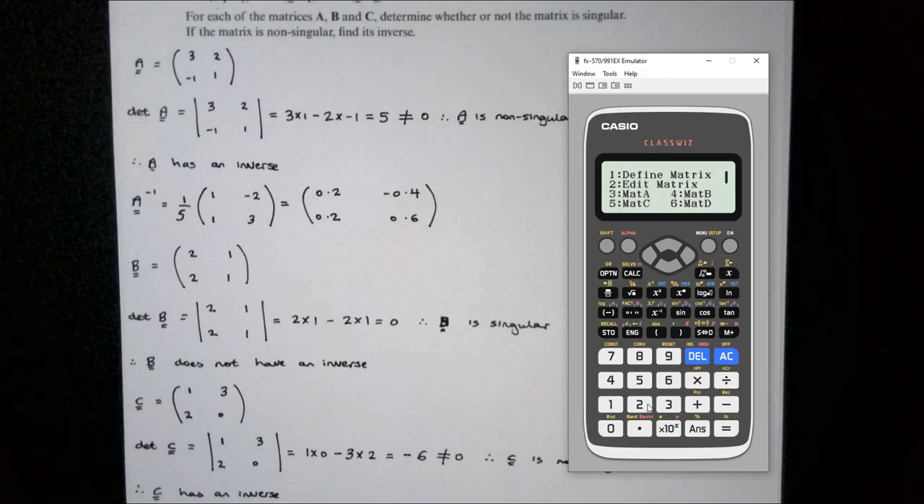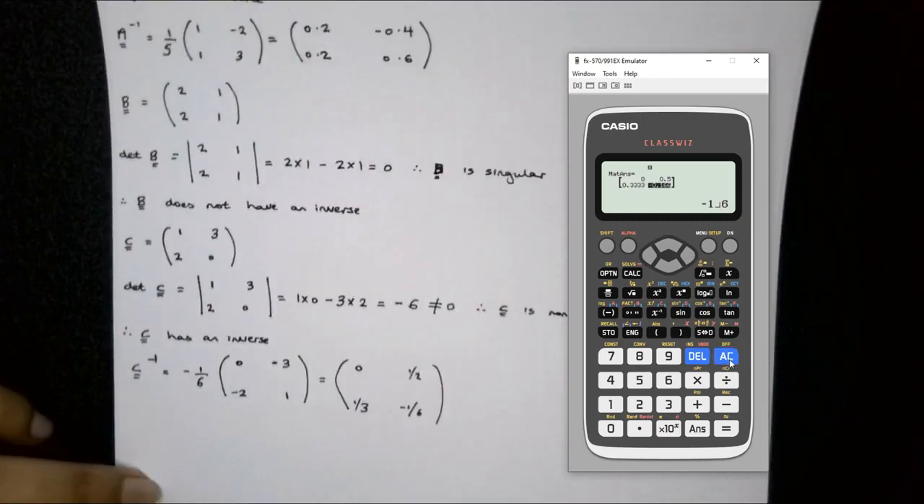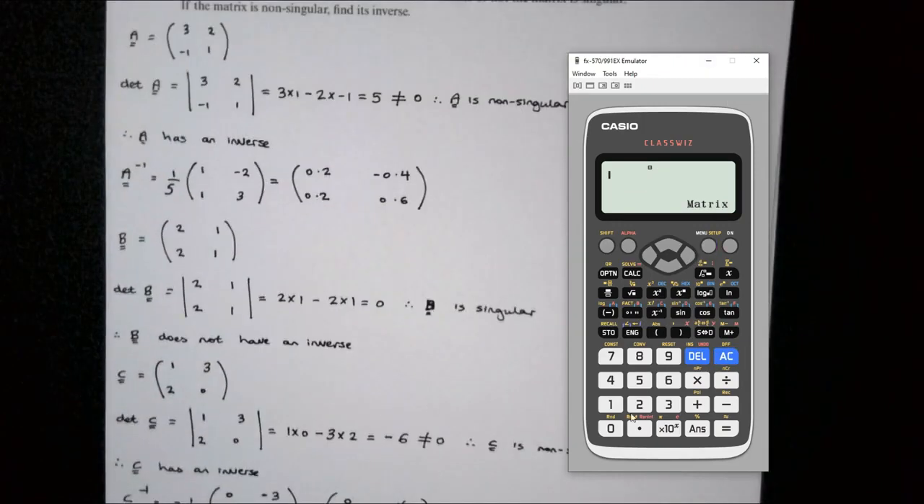And if we define matrix C, 2 rows, 2 columns, type in that matrix 1, 3, 2, 0, load up matrix C, and then we will find the inverse of this. You can see the inverse is exactly the result we got here. So that's how we can use our calculator to check our answers.